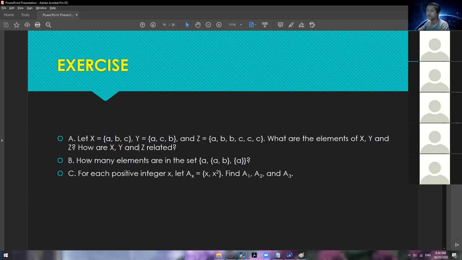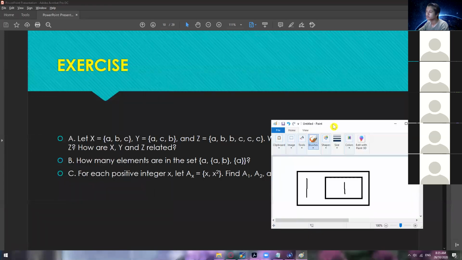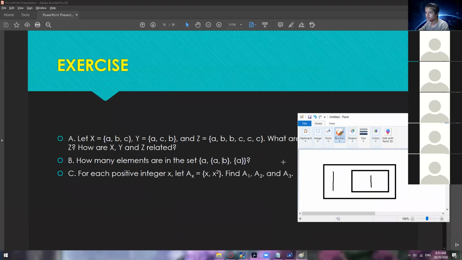So, for letter B, how many elements are in the set here? Bahala na kayo. Iwanan ko to sa inyo. So, ilang elements ang meron tayo sa B? Letter B. 3, sir. So in here, we only have 3 elements. Okay, very good.